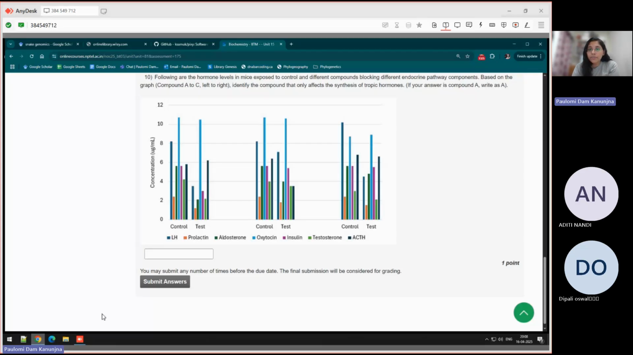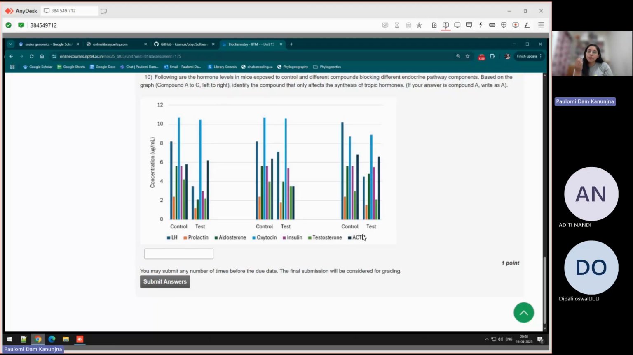The question is saying that these are different compounds that are blocking endocrine pathways. Now, based on the graph, which goes from A to C, identify the compound that only affects the synthesis of tropic hormones. On your axis, you can see you have LH, luteinizing hormone, prolactin, aldosterone, oxytocin, insulin, testosterone, and ACTH.